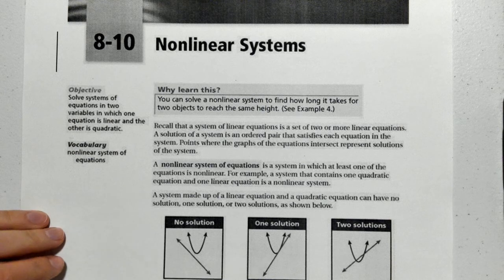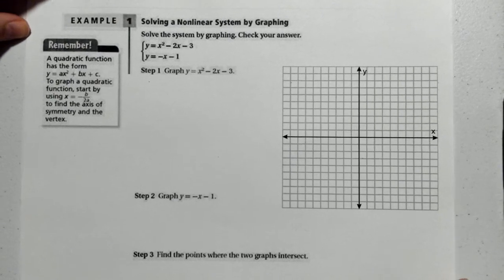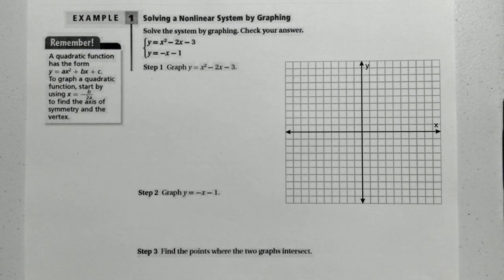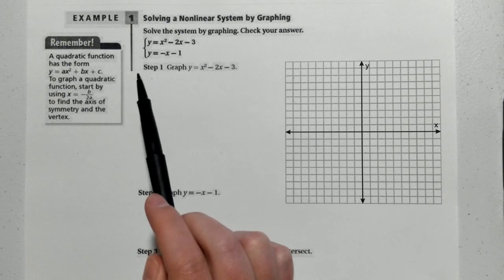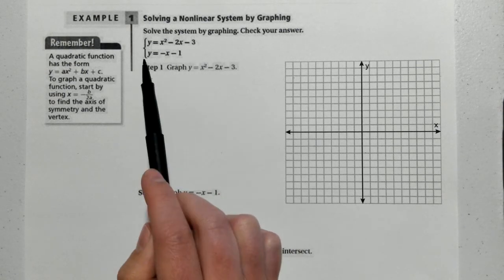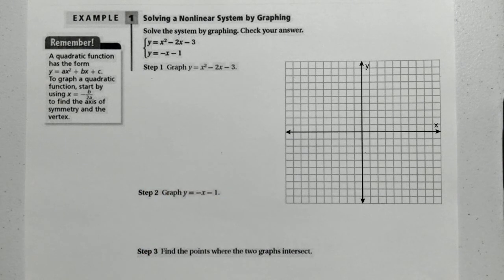So in this lesson, we'll look at different strategies to help us solve these systems. First, we're going to start by looking at graphing. Graphing is one method to help us see what the solution is. So y equals x squared minus 2x minus 3, that's our quadratic, and then y equals negative x minus 1. So we're going to graph both of them and then find the points where the two graphs intersect.